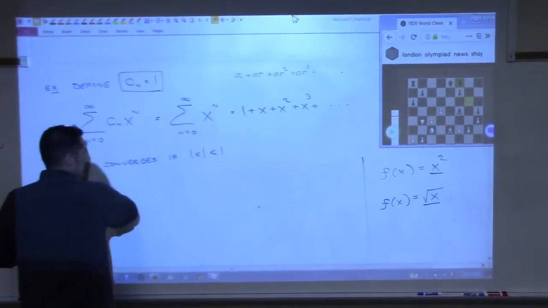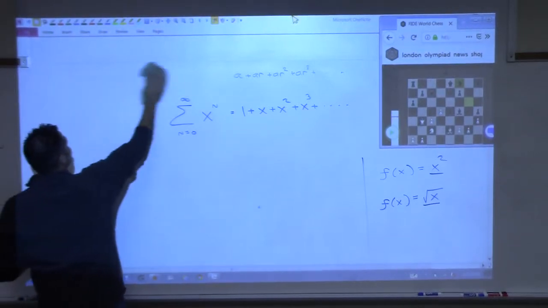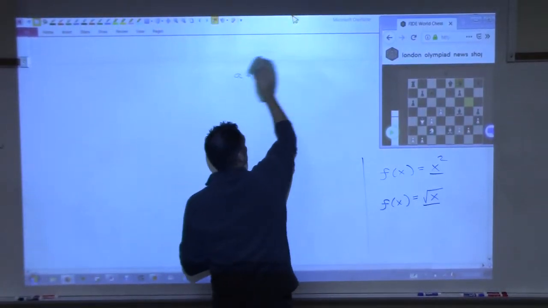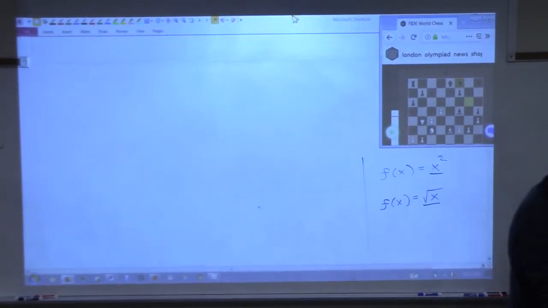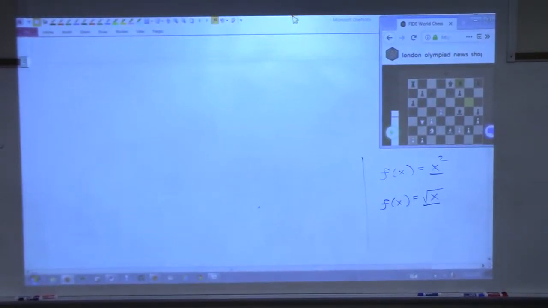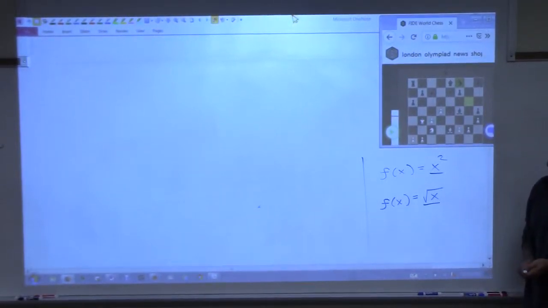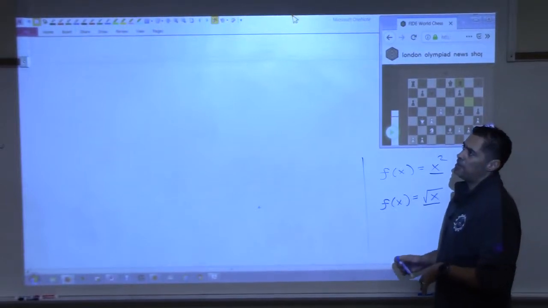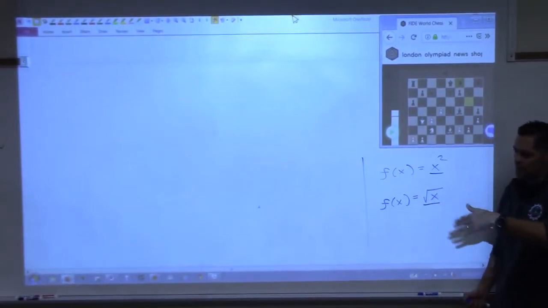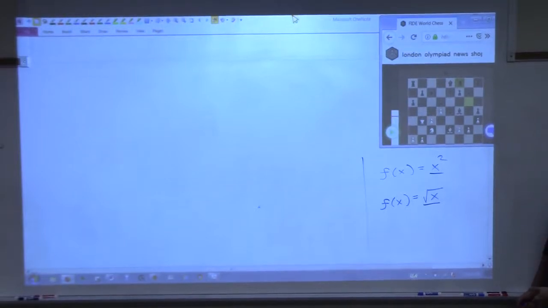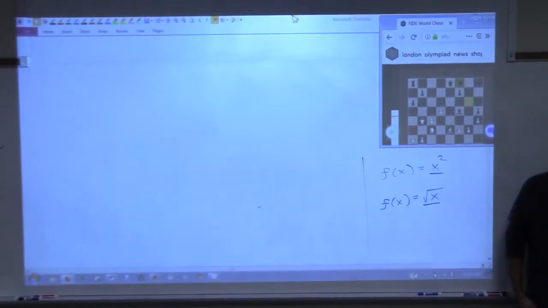E to the x squared has a power series. You want to be able to integrate e to the x squared? We can do it. Power series integrated? We'll be able to integrate any function. So all functions have a power series? Yes, as long as there are some conditions. They have to be n times differentiable, so you have to be able to take derivatives of the function. But otherwise, yeah.